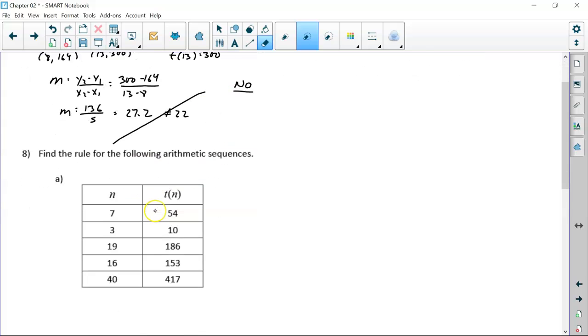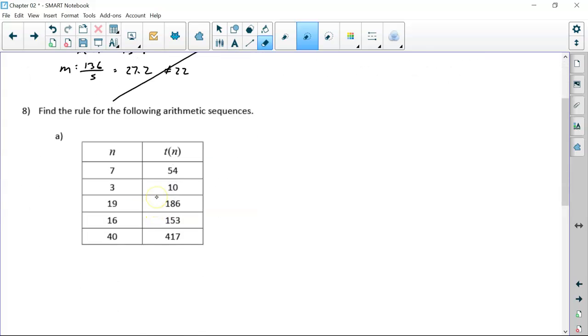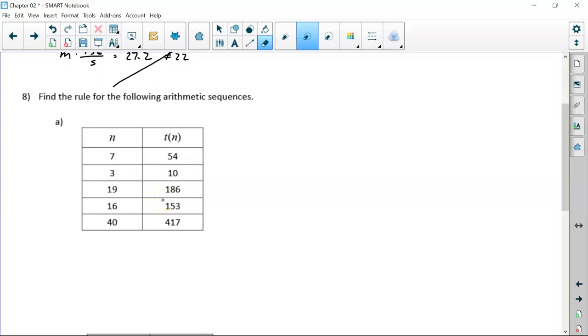Two more. We're going to find the rule of the following arithmetic sequences. Now you can see we're not going up by one each time, and it's actually not even written in order. These arithmetic sequences are linear. What we can do is find the slope and the y-intercept algebraically. We can pick any 2 points. I'm going to pick the first 2 points. It doesn't matter which 2 points you work with. So that would be 7 and 54, in a more familiar form, 3 and 10.